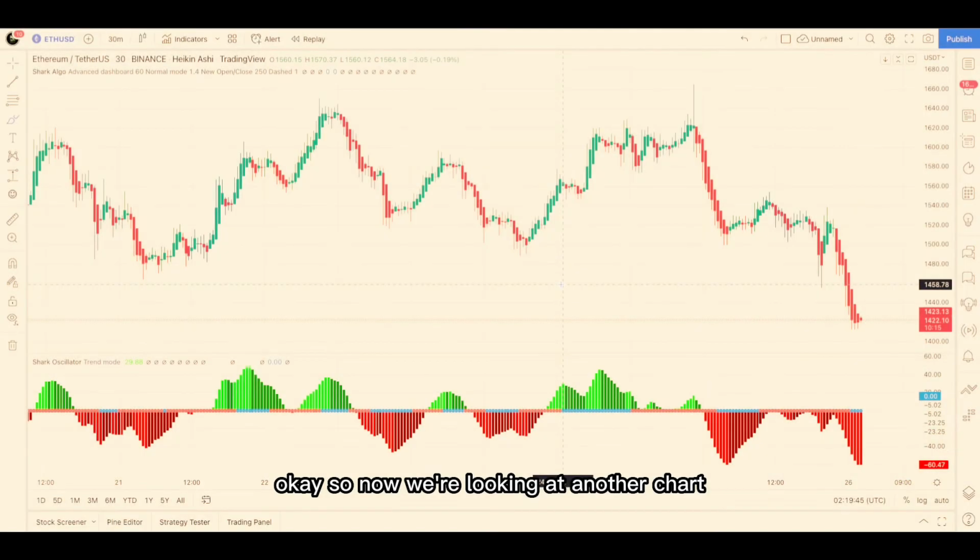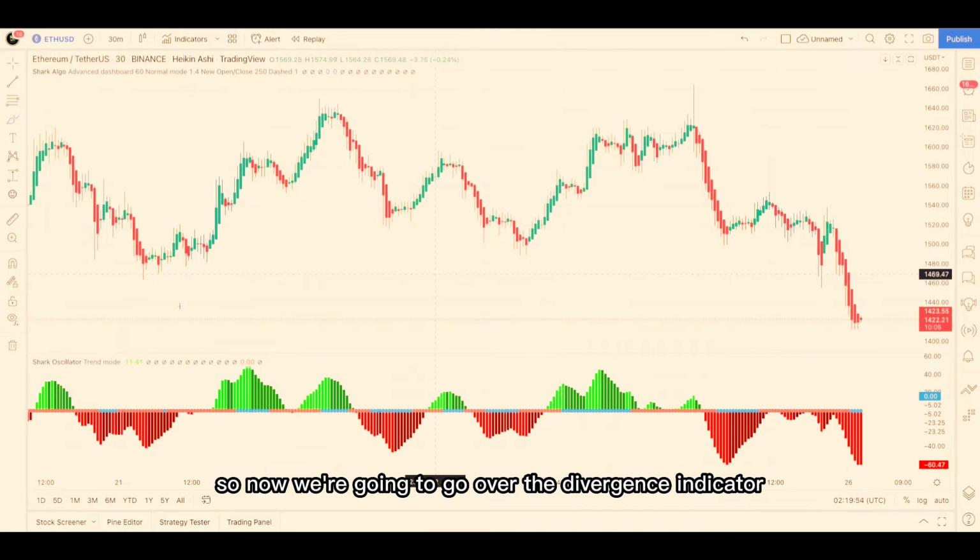Okay, so now we're looking at another chart for demo purposes. We're looking at the Ethereum USDT chart. We've had a lot of requests lately to cover more crypto, so we're doing just that. So now we're going to go over the divergence indicator.